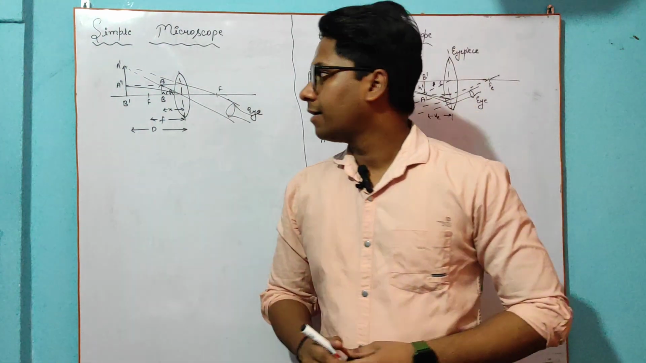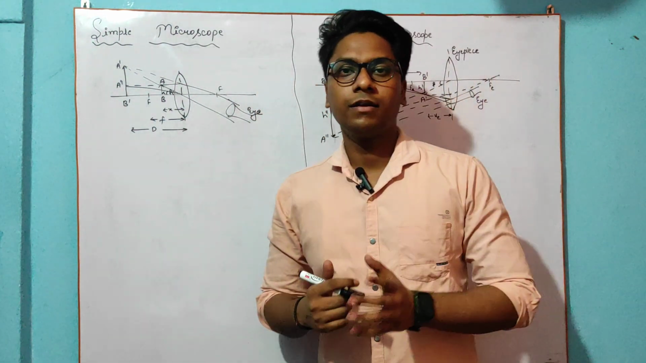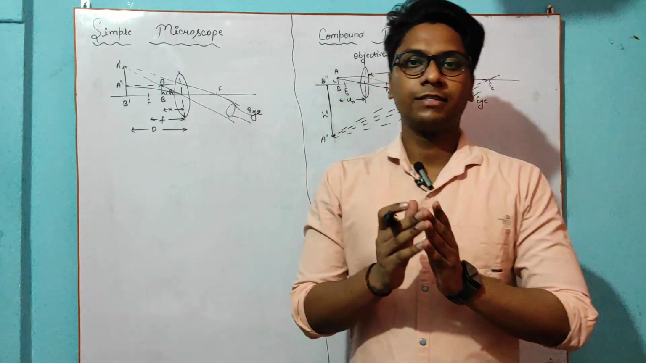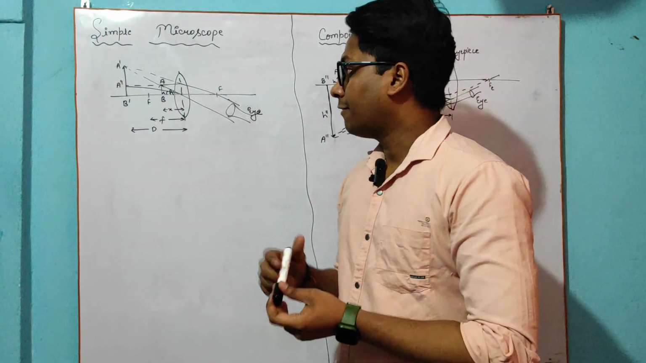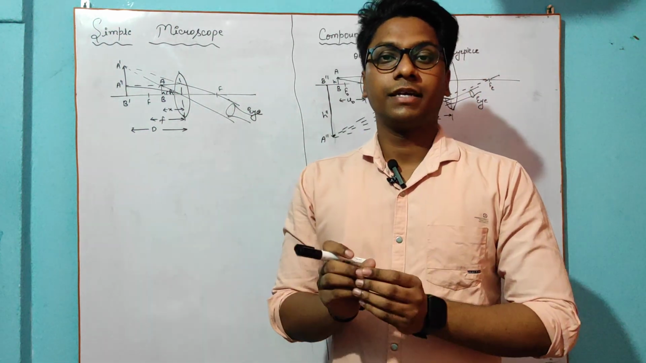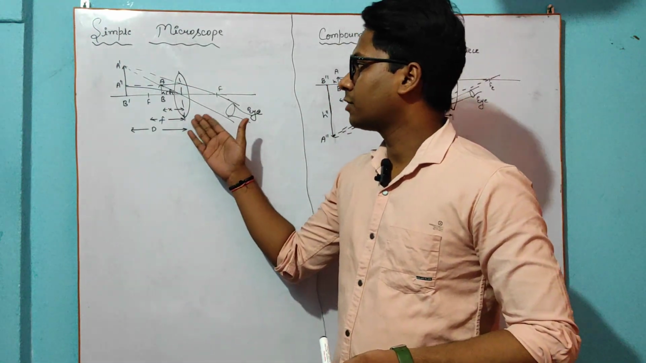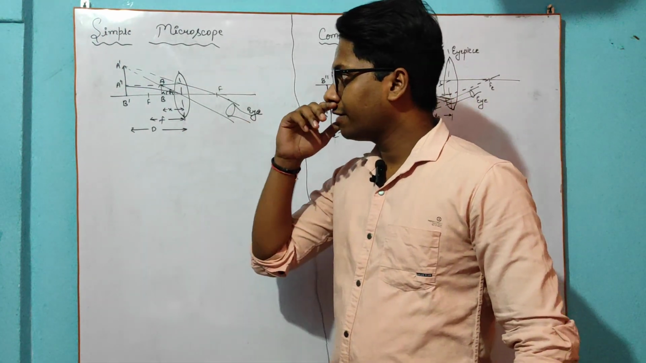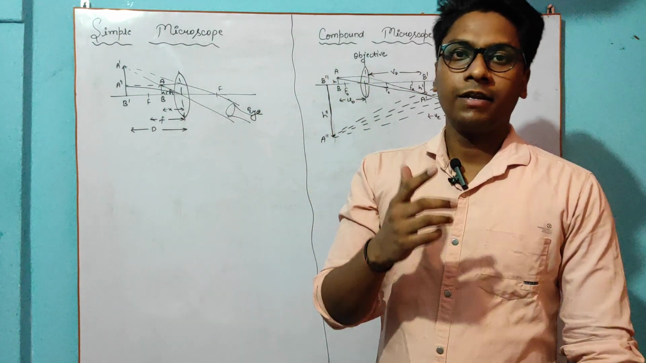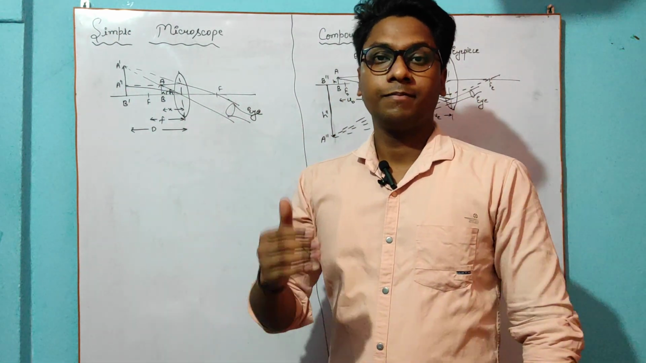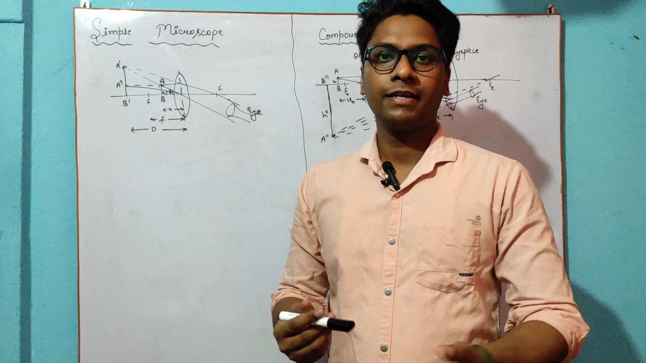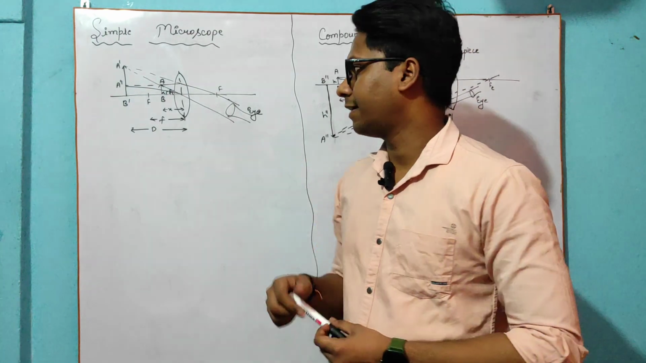So let's start. A simple microscope is an optical device which consists of a convex lens of short focal length and which is used to see a tiny object clearly. This is the diagram of a simple microscope, which consists of a single lens. Now here we will study two cases. One is when the image forms at a finite distance, and the other case is when the image forms at infinity.